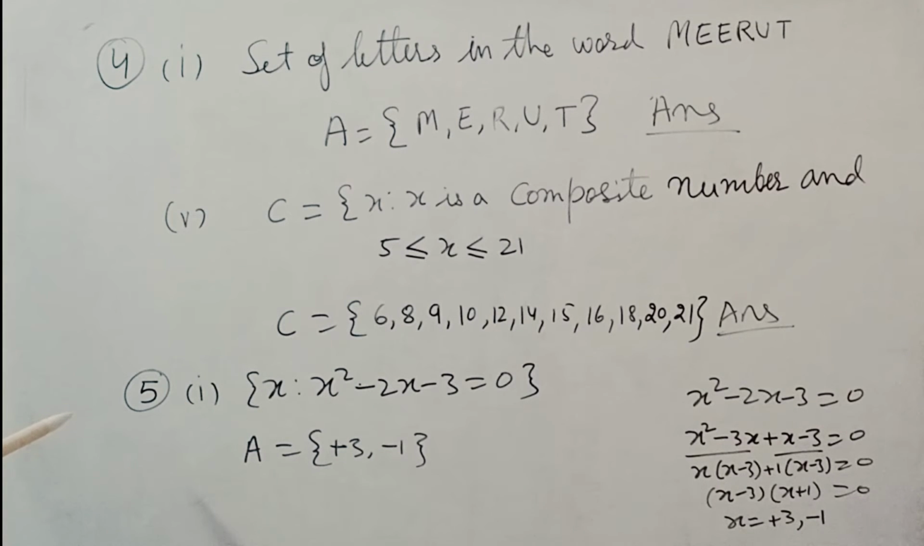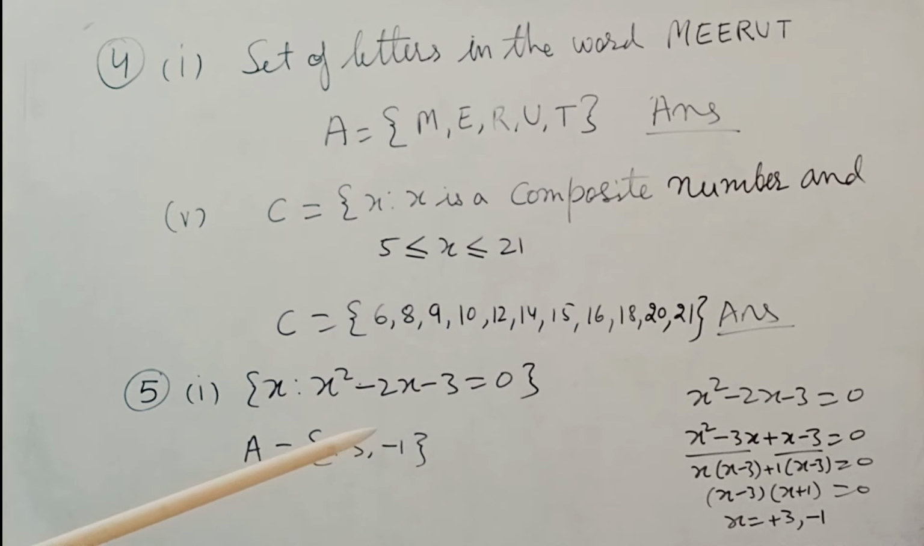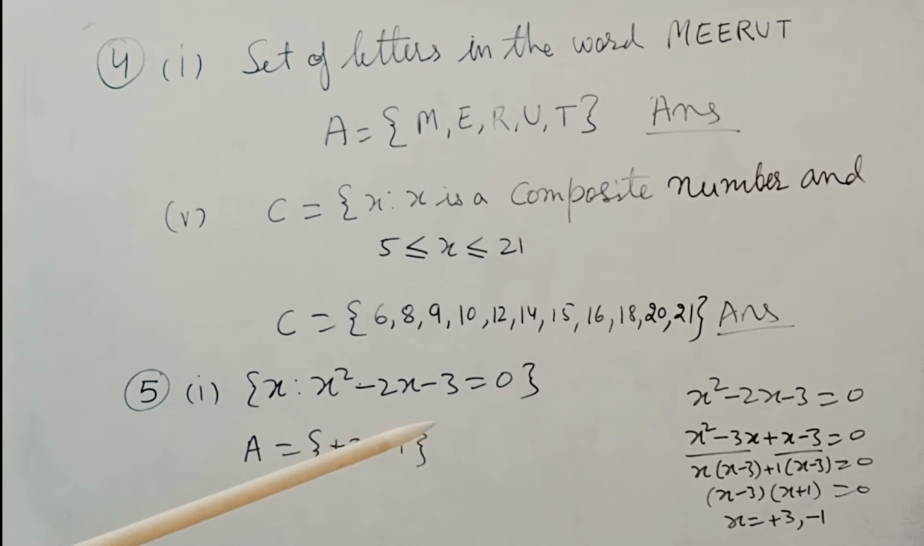Now we are taking question number 5, first part, that is {x such that x square minus 2x minus 3 equal to 0}, and we have to find the value of this set. So solve this equation, x square minus 2x minus 3 equal to 0. Or we can write x square minus 3x plus x minus 3 equal to 0. So now when you solve this, you will get the value of x is plus 3 and minus 1. So two numbers are there in this set, A equal to {3, -1}.